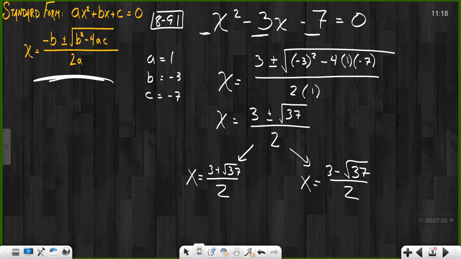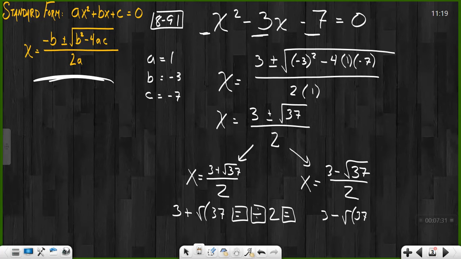Plug those into your calculators. I would encourage you to do this. In your calculator, type 3 plus square root 37, and then hit the equals button to make sure that those are added first before you hit divide by 2 and then equals again. Okay, that's what I'd recommend punching into your calculator. You do the same thing for the other one. You'll do 3 and then hit minus square root 37, and then hit the equals button before you hit divide by 2 and then equals again. That'll give us our 2 answers in this case.